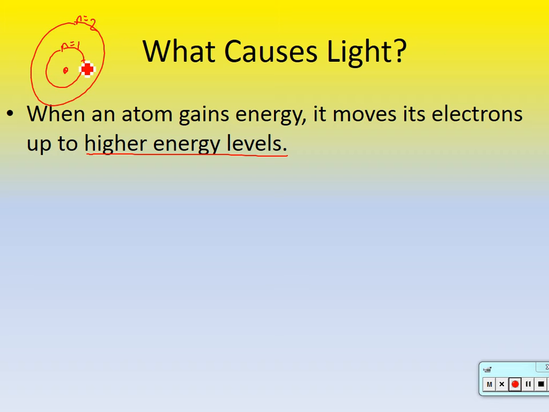Now, if the electron is normally in energy level number 1, how can we get it to a higher energy level? Well, we've got to have an input of energy. Either you're going to heat it up, you're going to pass electricity through it. Somehow you've got to give it more energy. Okay? And then that electron slides up here into the second energy level.